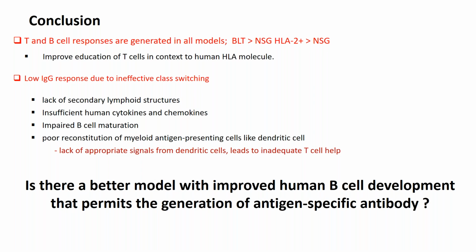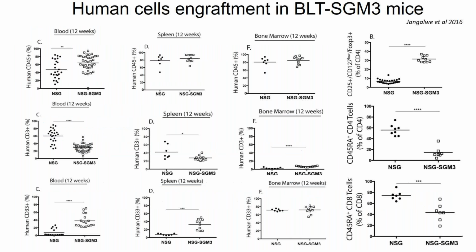So we asked the question: is there a better model with improved human B cell development that permits the generation of antigen specific antibody? Taking this question forward, Lenny generated HGM3 animals. HGM3 NSG animals are NSG animals which express three additional cytokines, which are SCF, GM-CSF, and IL-3.